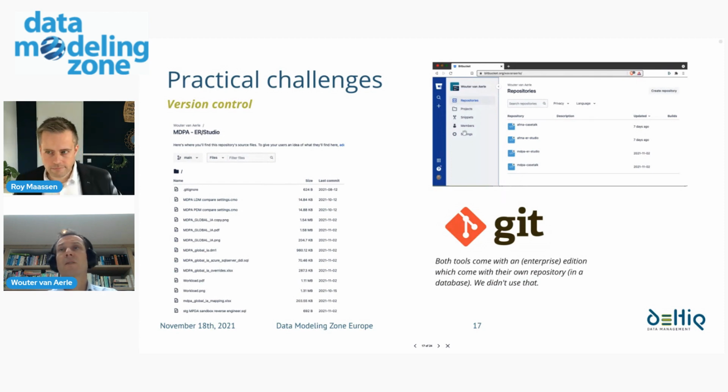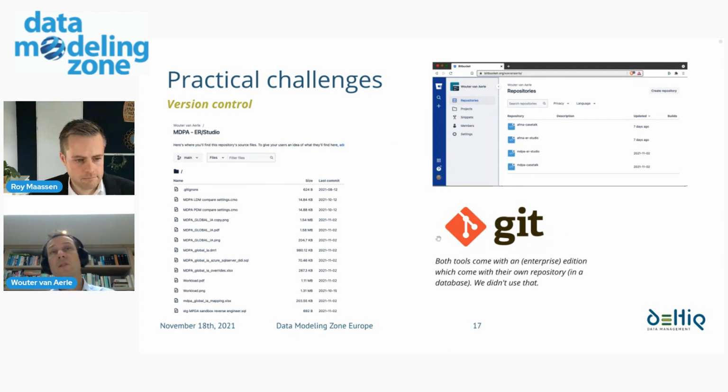Some of the other practical challenges: version control, for instance. We do version control within Git, not something very fancy. Both tools come with an enterprise edition where you can store all the model artifacts within a database, within a repository, but mainly because of licensing concerns, we chose the versions where both tools just store their model artifacts in files, and to allow for proper versioning, we decided to use Git. And you've seen some screenshots. We used Atlassian Bitbucket to do the versioning. As I said, that's rather straightforward, I should say.